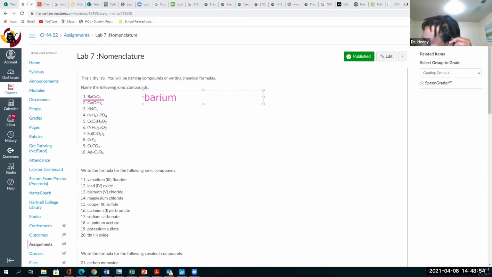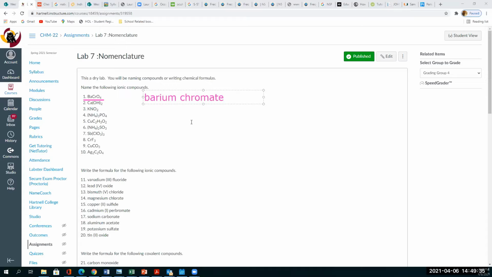2 plus. Does it ever change? No. Group 1 and group 2 will never change. Barium is always going to be 2 plus, so we don't have to put the Roman numeral for it. The only ones that we have to use the Roman numeral for are the transition metals or post-transition metals. Does that make sense? Yes. So we don't have to put a Roman numeral there. We would just call this barium chromate. Piece of cake?